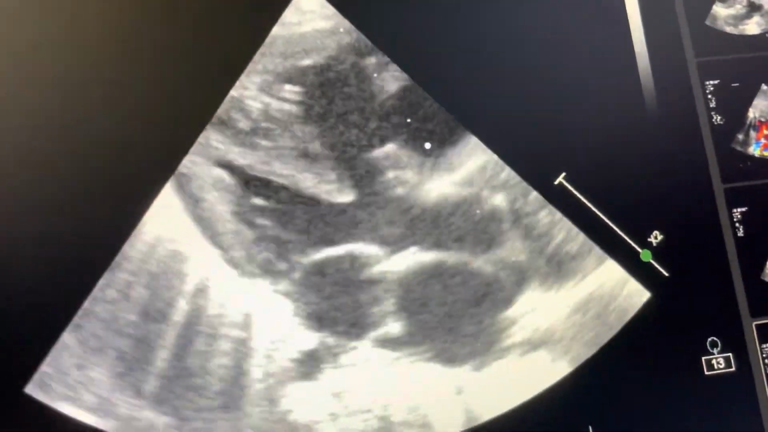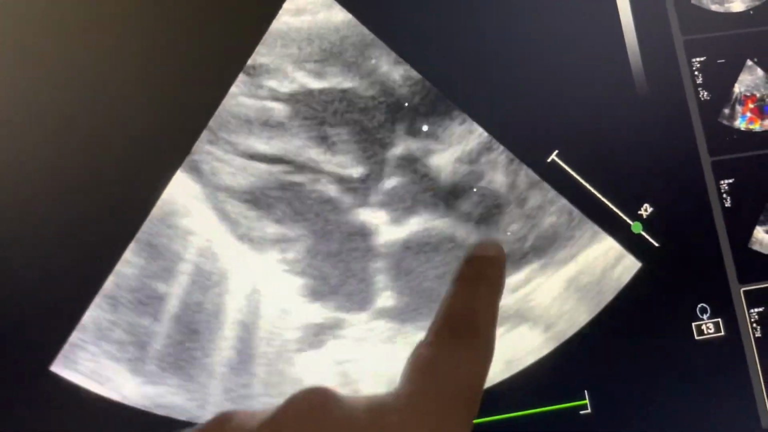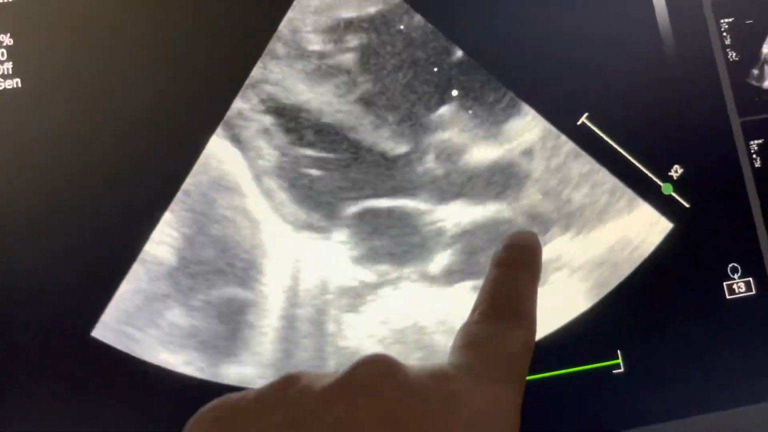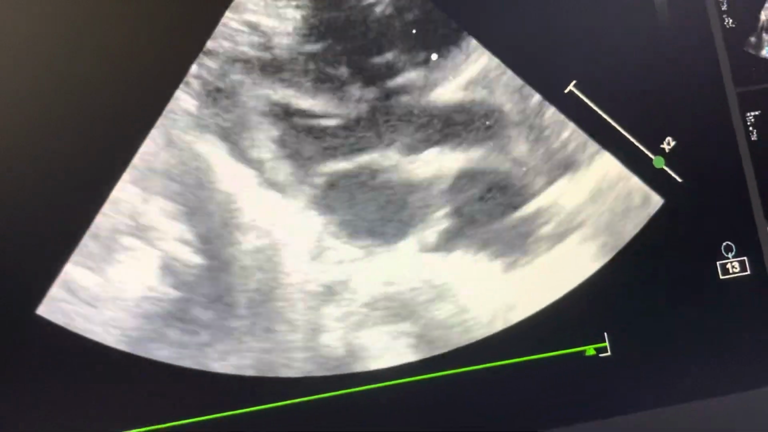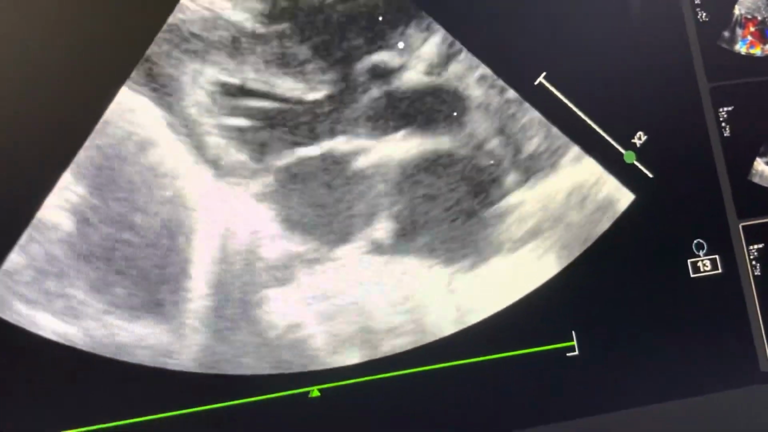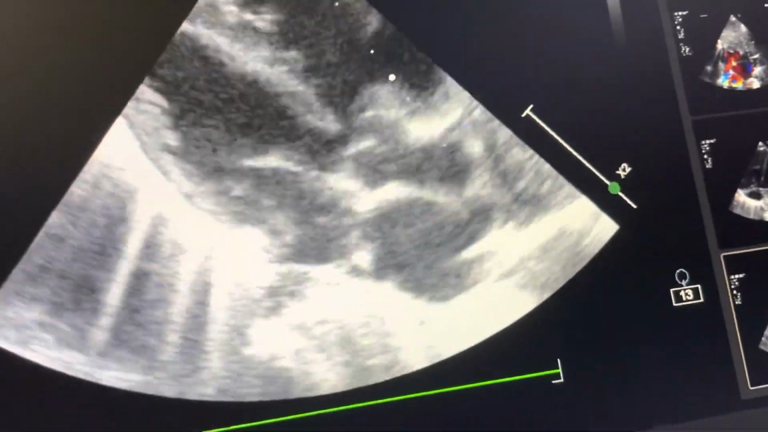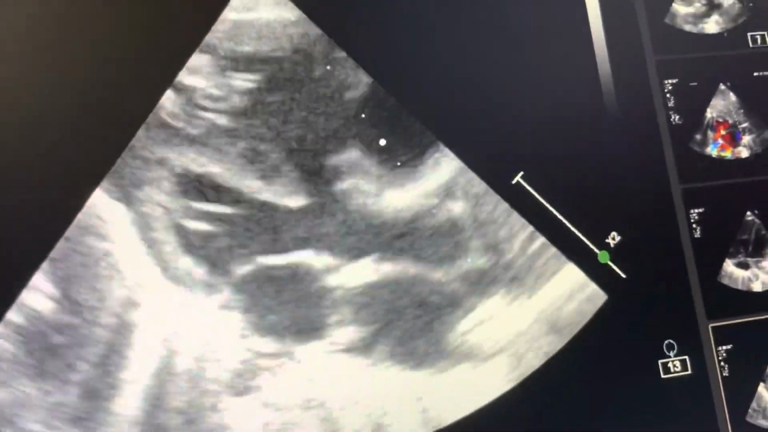In this case, what you see, this is the left atrium, left ventricle. One structure you see just behind the ascending aorta, that is the right pulmonary artery. The right pulmonary artery has a very large size. If you compare with the left atrium, it is more than the left atrium. So this shows that the right pulmonary artery is hugely dilated.